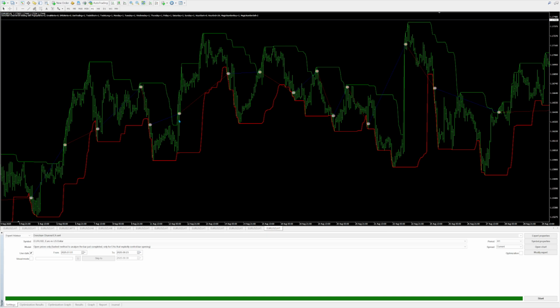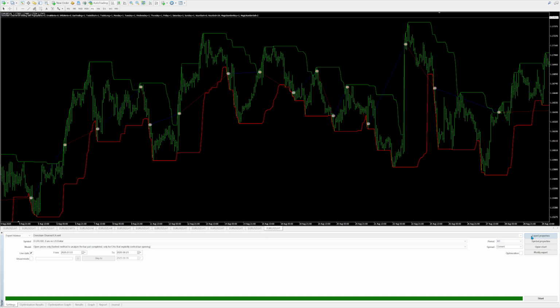The EA does actually have the option to trade either reversals or breakouts, so you could sell when price breaks below the channel or buy when price breaks above, or trade the reversals, which would be to sell when price goes above and buy when price goes below.